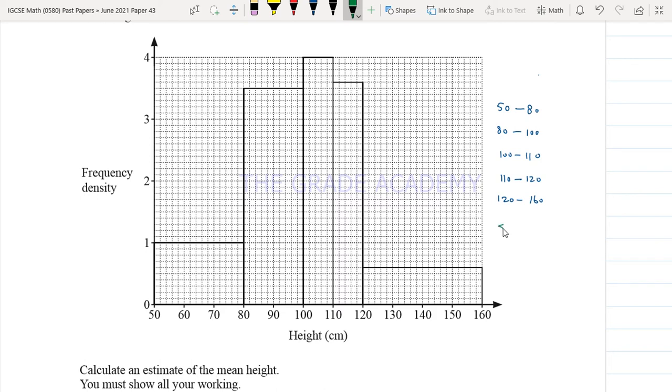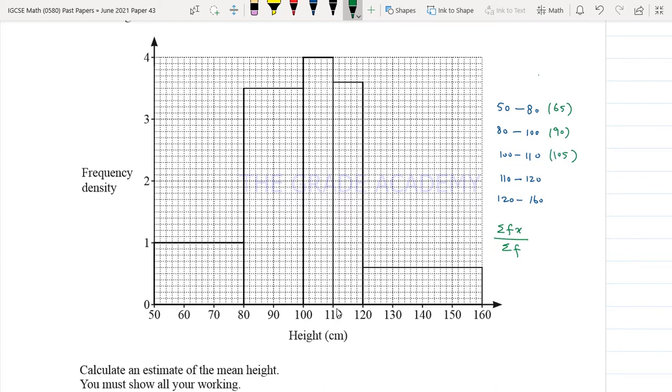So here we will use the same formula for mean. There is summation fx over summation f. So here f will be the frequency and x will be the mid value of each interval or each class. For example, the mid value of the interval 50 to 80 is 65. From 80 to 100, the middle value is 90. Similarly, for 100 to 110, the middle value is 105.